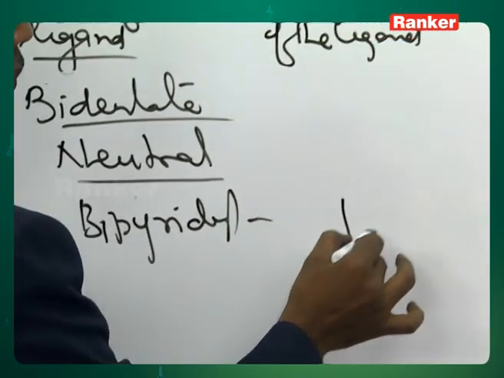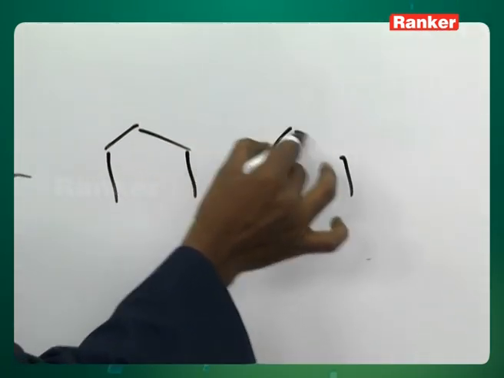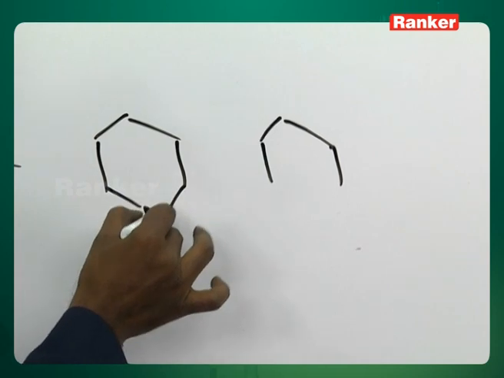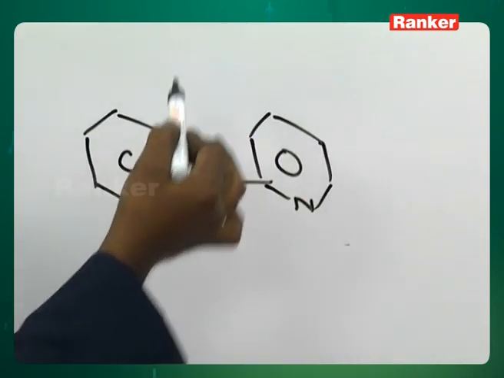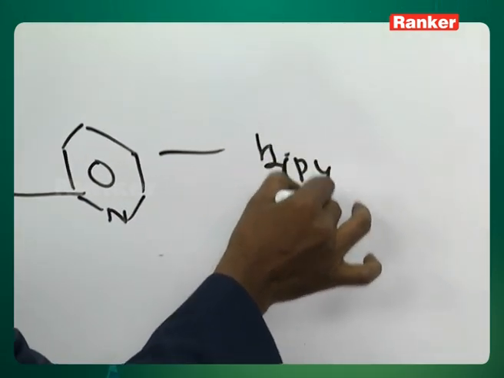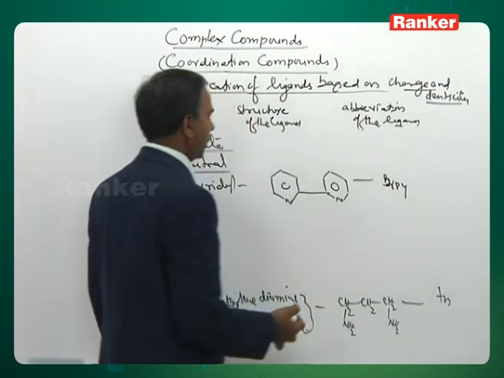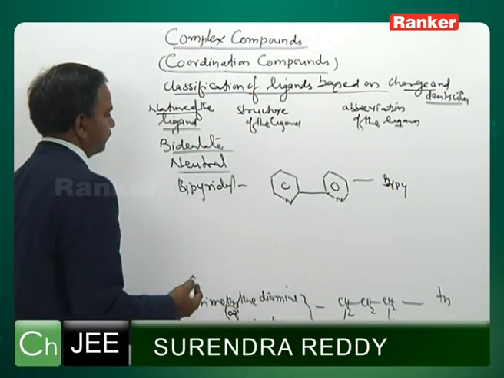Bipyridyl you can consider, bipyridyl is a famous ligand again. You can take two pyridine rings joined together like this, it is bipyridyl. This is represented as bipy, bipyridyl ligand.